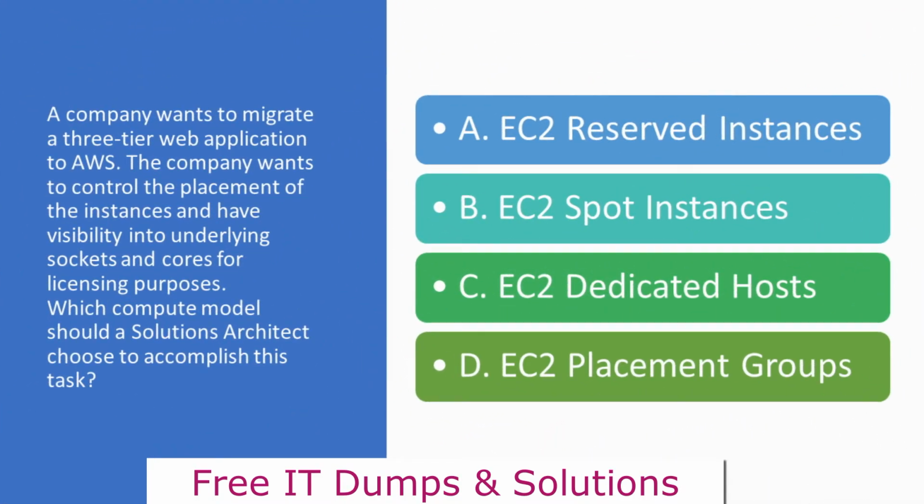A company wants to migrate a 3-tier web application to AWS. The company wants to control the placement of the instances and have visibility into underlying sockets and cores for licensing purposes. Which compute model should a solutions architect choose to accomplish this task? Options we have: A. EC2 reserved instances. B. EC2 spot instances. C. EC2 dedicated hosts. D. EC2 placement groups. Correct answer for this question is option C.